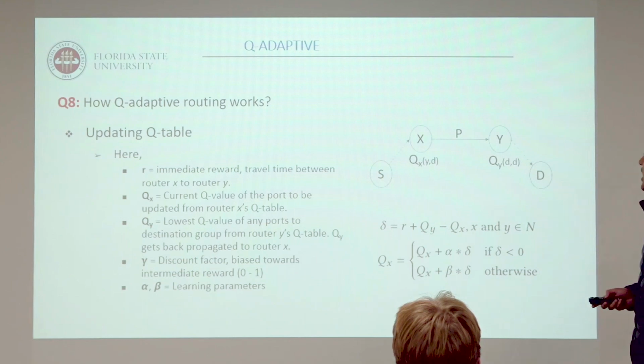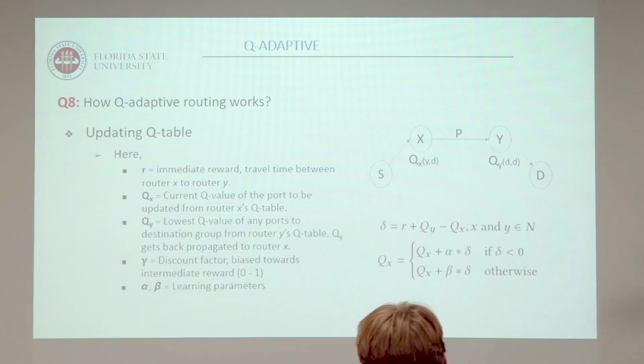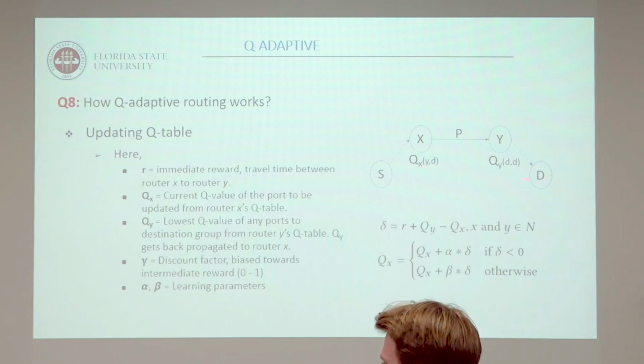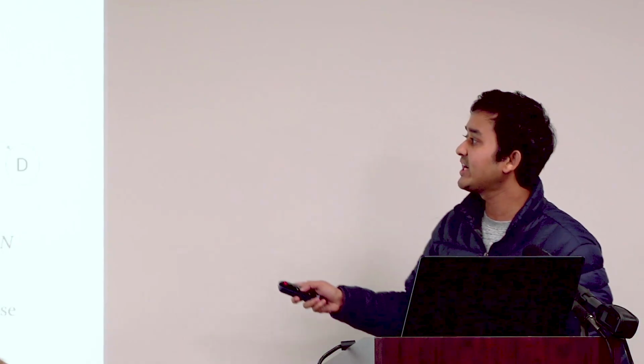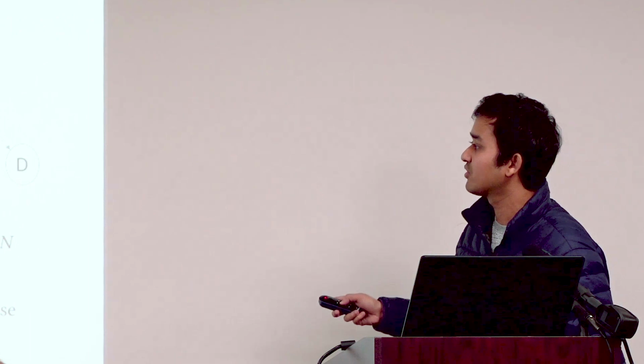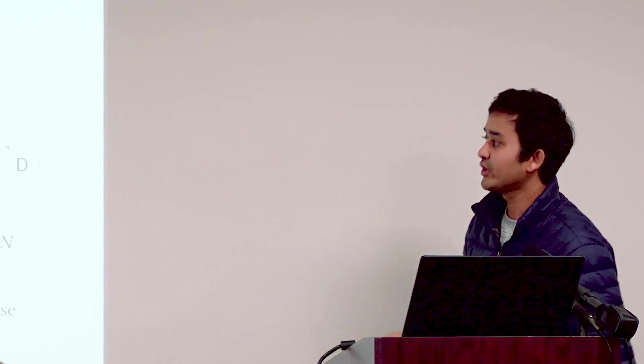Now here is how updating the Q-table works. Suppose S is the source and D is the destination. You want to send the packet from source to destination, and in the path there are two routers, X and Y. Router X already has an estimated value, Q_X(Y, D). That means the estimated time to send a packet from X to destination D through the neighboring router Y. So it already has this value.